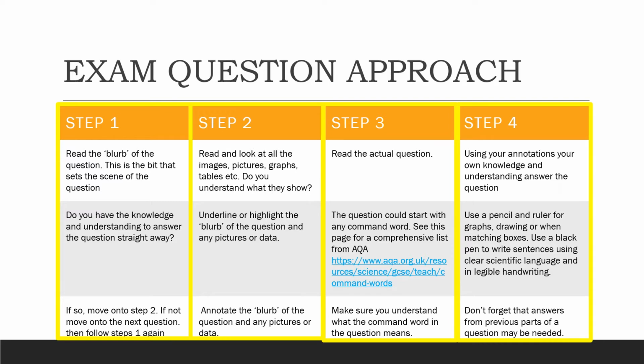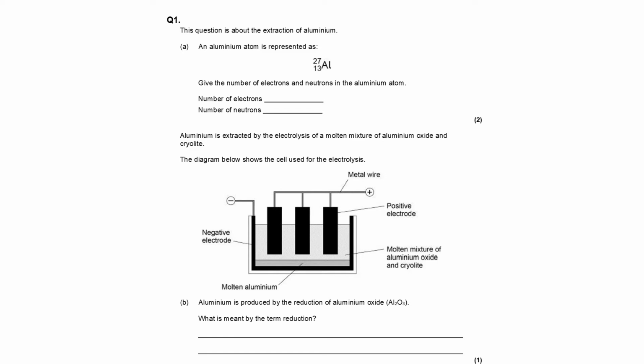Okay, so question 1. This question is about the extraction of aluminium. An aluminium atom is represented as, and there's an image of the aluminium atom in the periodic table. It says, give the number of electrons and neutrons in the aluminium atom. So you have to recall that information from earlier on in the C1 module. So you can pause the video here and write your answer.